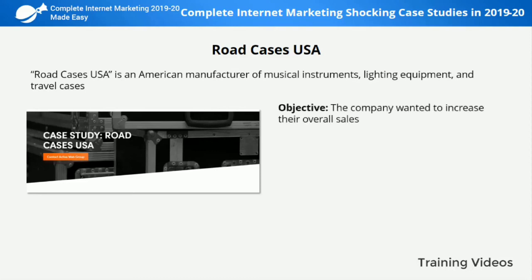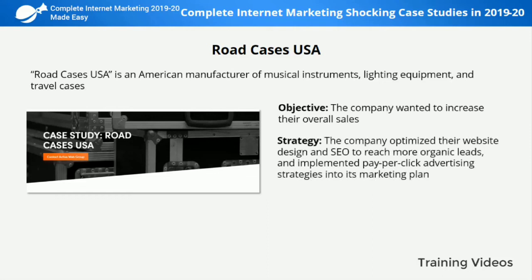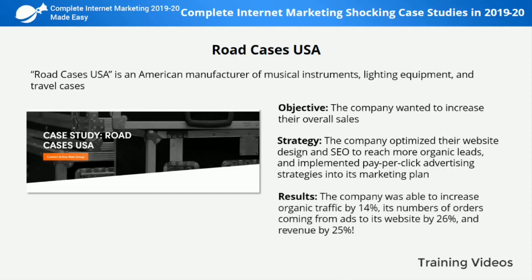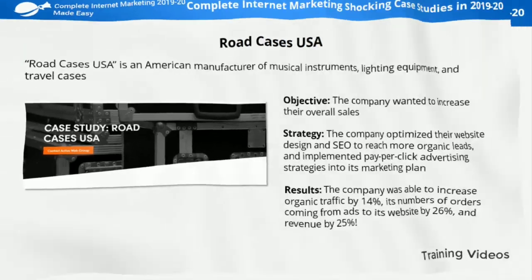Road Cases USA. Road Cases USA is an American manufacturer of musical instruments, lighting equipment, and travel cases. Objective. The company wanted to increase their overall sales. Strategy. The company optimized their website design and SEO to reach more organic leads and implemented pay-per-click advertising strategies into its marketing plan. Results? The company was able to increase organic traffic by 14%, its number of orders coming from ads to its website by 26%, and revenue by 25%.